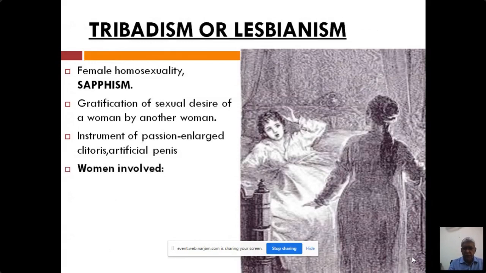Who are the groups of women who are involved in such activities? The groups of women who have repulsion from men, who do not want to have a sexual relationship with a male person. They have repulsion from the male person because of some psychotic disorders. Instead of enjoying sexual gratification from the male partner, they get the gratification from female partners.